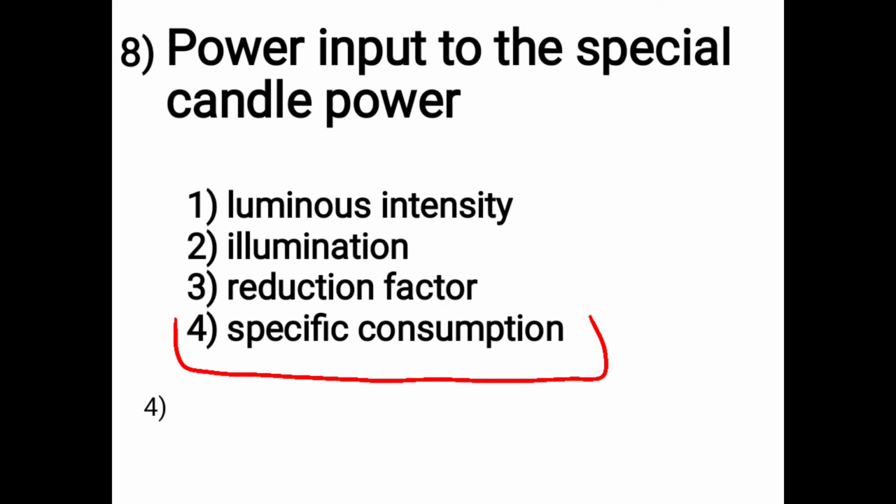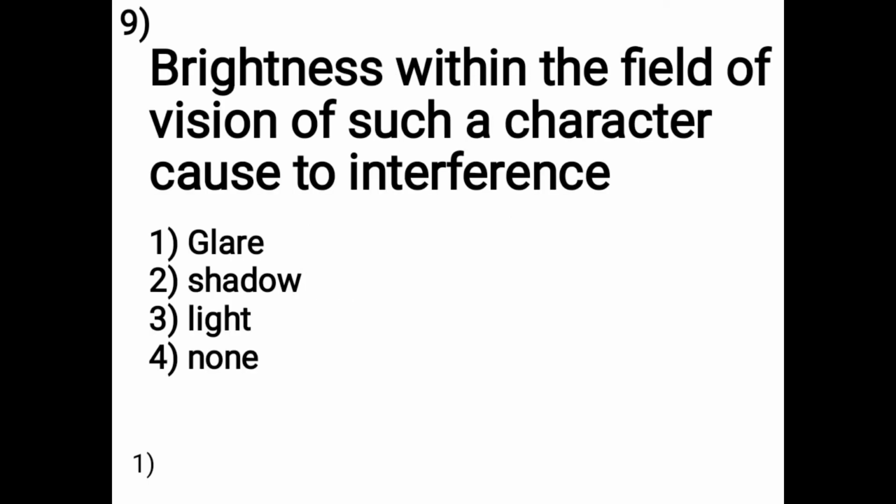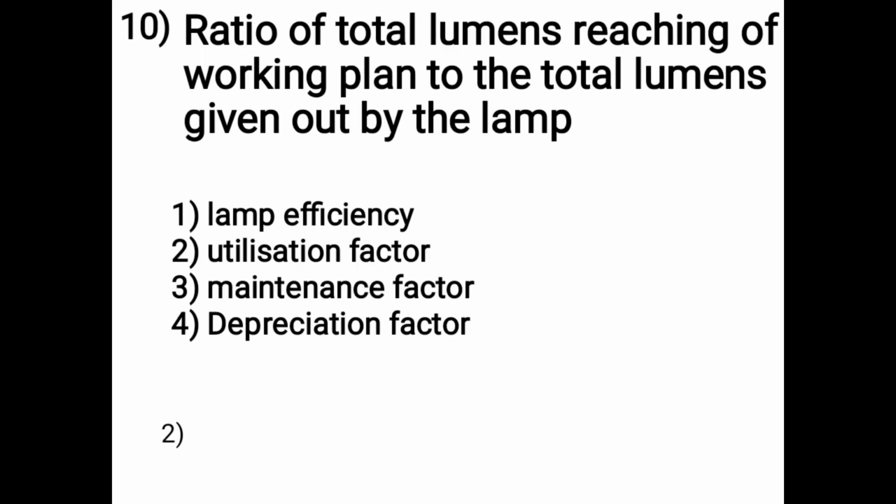Then next is question number 9. Brightness within the field of vision of such a character as to cause interference is called glare. This is very important. Brightness within the field of vision of such a character as to cause interference is called glare. This is the definition of glare. Then next is ratio of total lumens reaching the working plane to the total lumens given out by the plane.